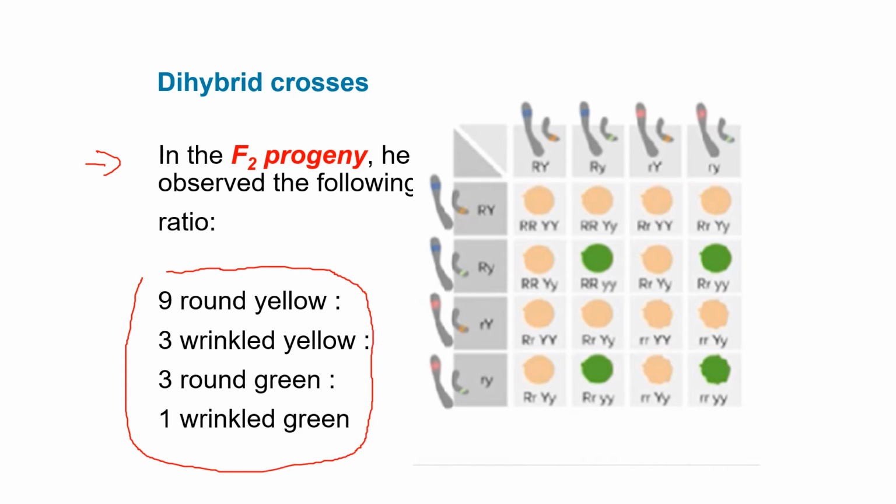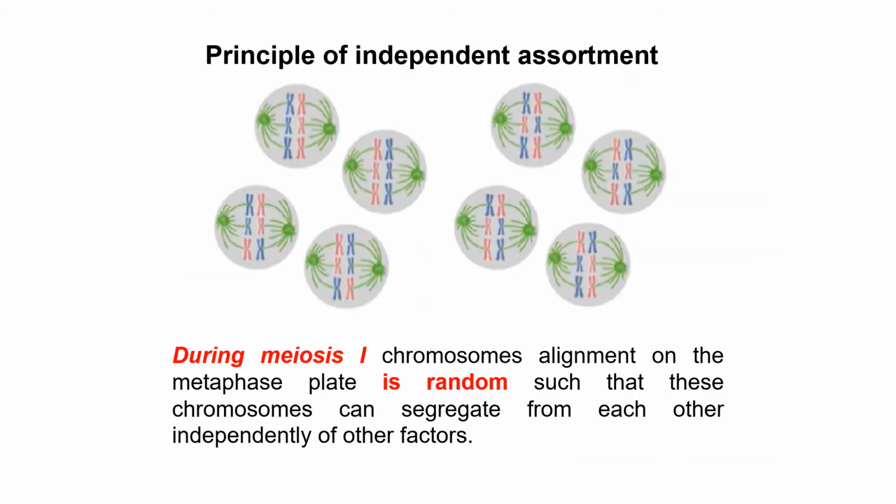The inheritance pattern that you have seen multiple times, that is 9:3:3:1. And what they are trying to do is to show you that there is a connection between the phenotypes and the behavior of the chromosome. That was the next step, to find the mechanisms that explain these patterns of inheritance. So to understand the principle of independent assortment, scientists had to study the process of meiosis.